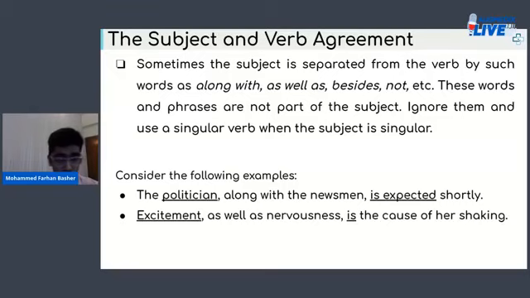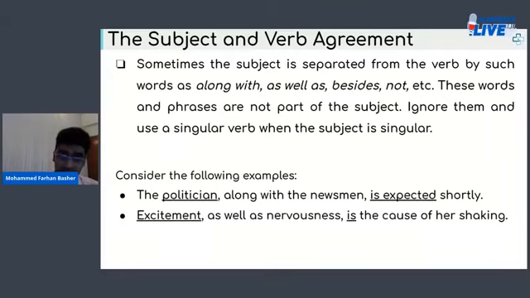So the phrase "along with" is connecting the secondary subject to the primary subject, and because of this connecting phrase, we are not taking into consideration the secondary subject here, and not treating the entire subject phrase as a plural subject phrase, but rather treating it as a singular subject phrase, focusing only on the primary subject here, which is the politician. So, the politician, along with the newsman, is expected shortly.